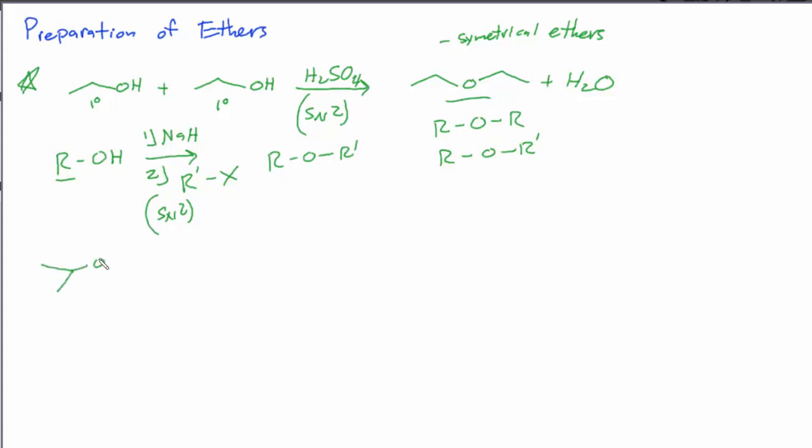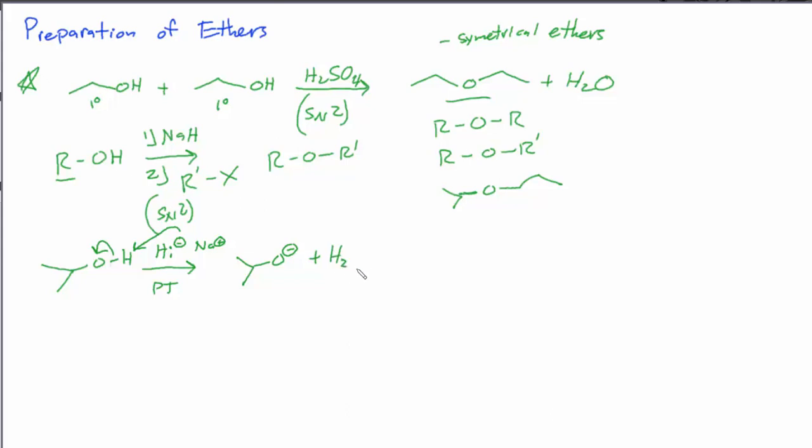So let's say I want to make this ether here, isopropyl propyl ether. And so what I'm going to do is I'm going to react, and I'm going to show the OH bond so we can have a better idea of how the mechanism proceeds. But you should be able to draw this proton transfer mechanism pretty easily. So that's a proton transfer, and that gives us isopropoxide plus H2 gas.